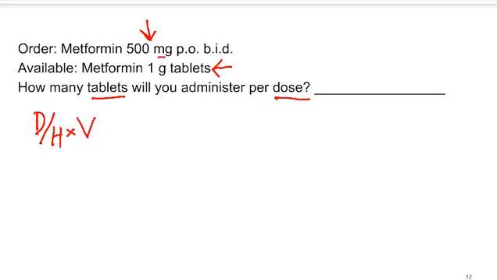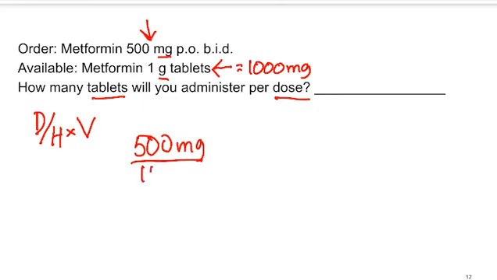And then I'm going to notice right here, my doctor's orders in milligrams, my label is in grams. It's different this time though, because now my doctor's orders in milligrams. I'm going to convert my label into milligrams. And I know that 1,000 milligrams equals 1 gram. So this equals 1,000 milligrams. So my D in this case, my doctor's order is 500 milligrams. And what do I have? I have 1,000 milligrams in 1 tablet.